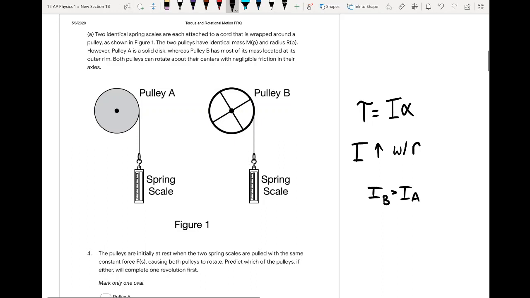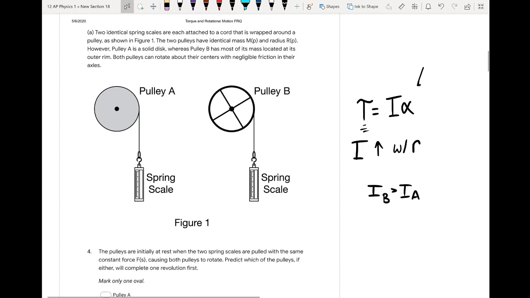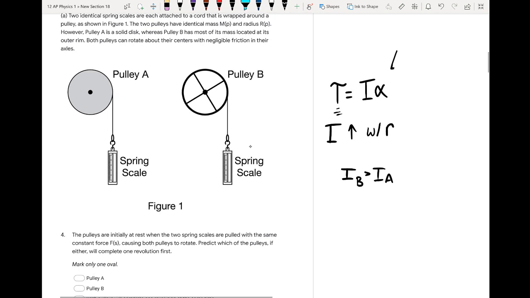So we know that torque is equal to I times alpha, and these both have the same torque on them. They have the same radius and the same force, and so we know this torque is going to be the same. And the thing that's really going to help us figure out which one will complete the revolution first is the angular acceleration. They start off from rest, and we want to know which one will get faster at a faster rate, so it'll be able to spin through this angular displacement. So we're really looking at which factors will affect the angular acceleration.